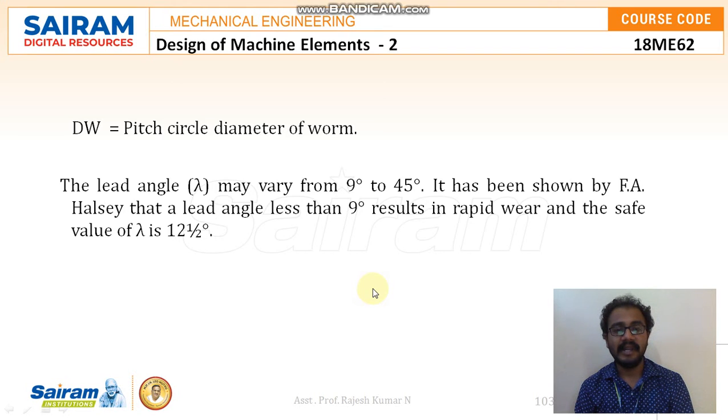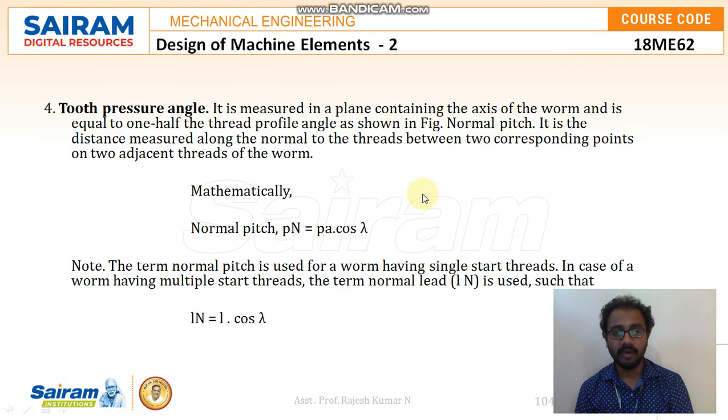The lead angle may vary from 9 degree to 45 degree. It has been shown by F. A. Halsey that a lead angle less than 9 degree results in rapid wear, and the safe value of lambda is 12.5 degree. So we need to remember this particular value, and to avoid wrong designs, we can go with a lead angle of 9 degree to 45 degree.